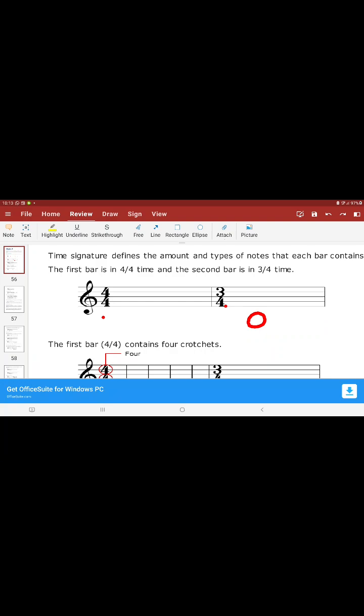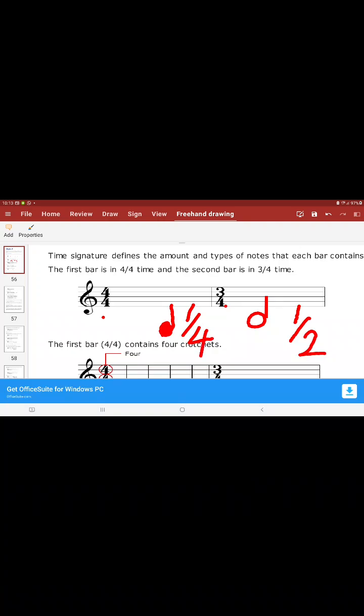After this, we have the minim. This is a minim, and the time value for the minim, remember, is half notes. This one is a half note. After the minim, we also talked about the crotchets. Remember the time value, this crotchet is a quarter note.